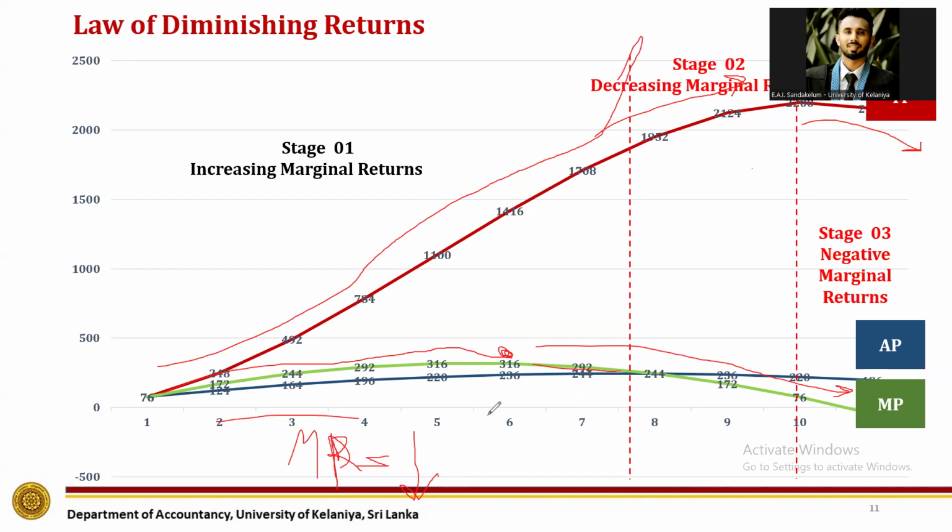Check the average productivity also. It increases and increases to that point. After that, this is the highest one. After that, this also decreases. AP decreasing means, for each variable, by using each one unit, your each unit's contribution decreases.